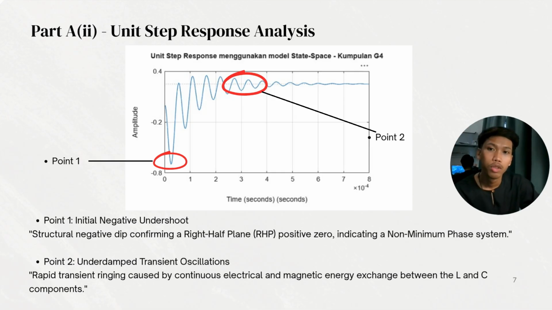This slide shows the unit step response using the modern state space. As you can see here, there are marked point 1 and point 2 in the graph. Point 1 is an initial negative undershoot, which is a structural negative dip, confirming a right half plane positive zero, indicating a non-minimum phase system. And point 2 is an underdamped transient oscillation. It is a rapid transient caused by continuous electrical and magnetic energy exchange between the L and C components.